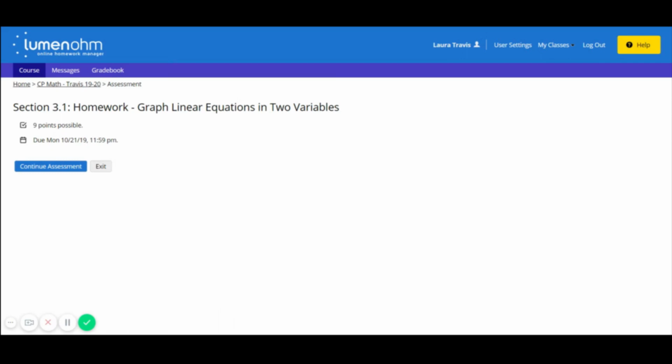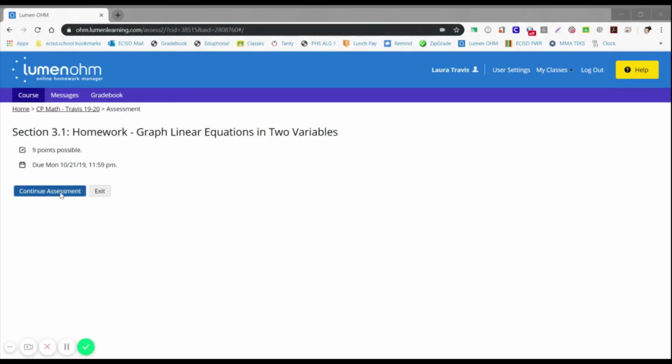For this first video, I will walk you through section 3.1 homework, graph linear equations in two variables. The problems I will be working are randomly generated and will most likely be different from your version, although there is a small chance you could get lucky and have the same version, but don't count on it. Feel free to leave comments with any questions you might have. Without further ado, let's get started.